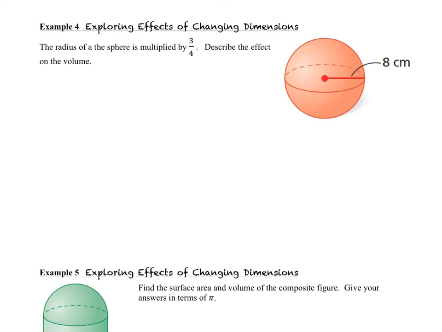In example 4, we're looking at the effects of changing dimensions again, and this time the radius of the sphere is going to be multiplied by 4/3. We want to be able to describe the effect on volume. We know that the volume of a sphere is 4/3 pi r cubed. And if our new radius is 3/4 of the old radius, then the effect on the volume will be a multiplier of 27/64, which is the cube of 3/4.